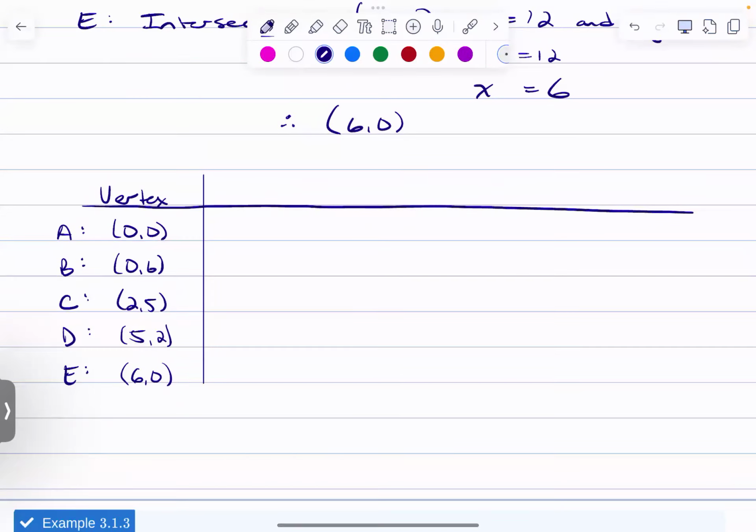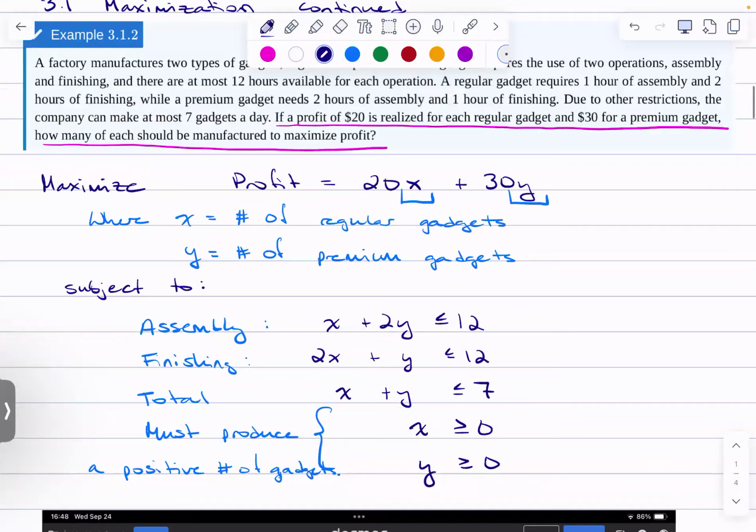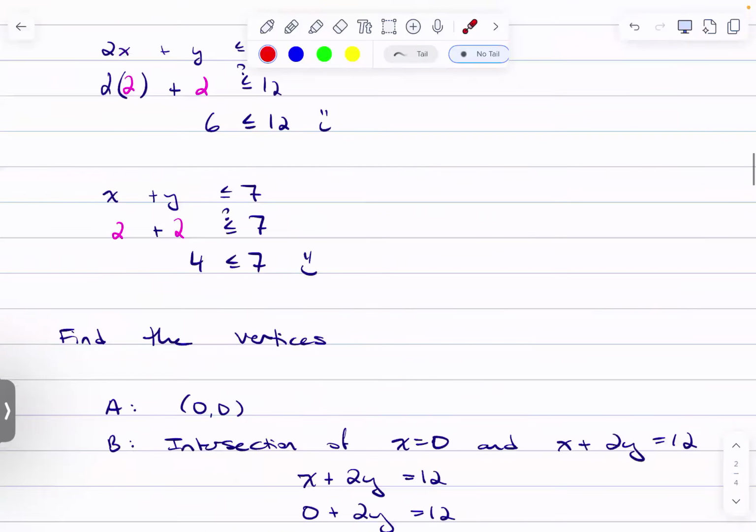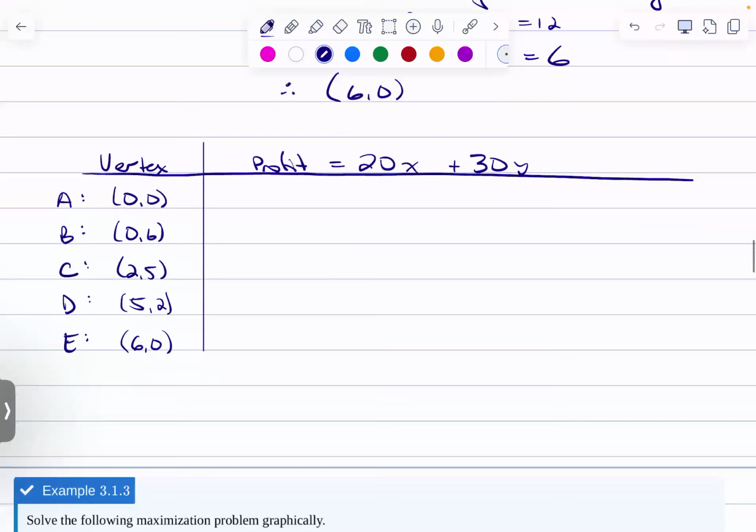Okay, let's see here. What was our objective function? Profit way back here is 20x plus 30y. My first option is usually not that good. Make 0 profit. At 0, 0, I don't do anything. It is an option, but it's never the maximum. 20 times 0 plus 30 times 6. 180, I guess.